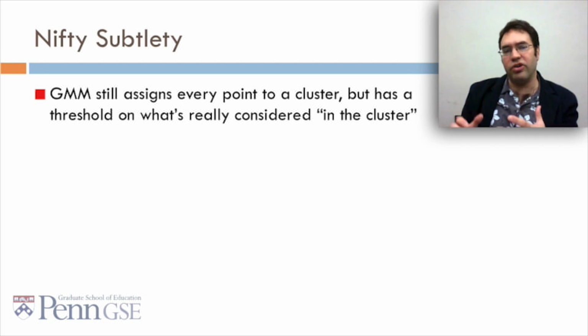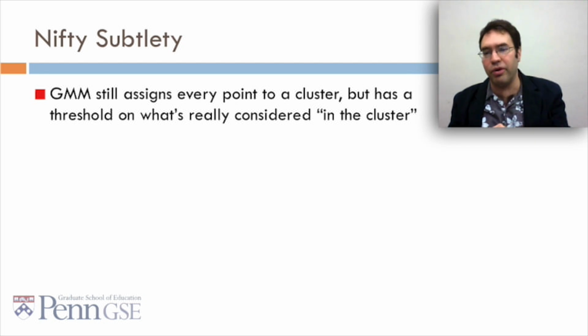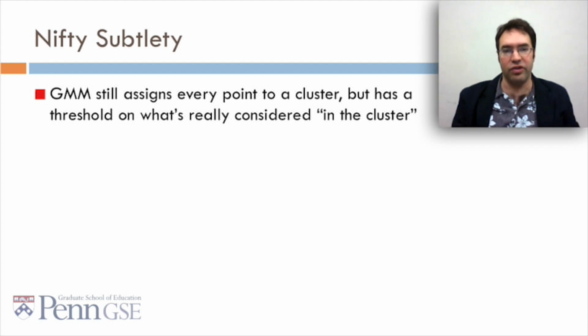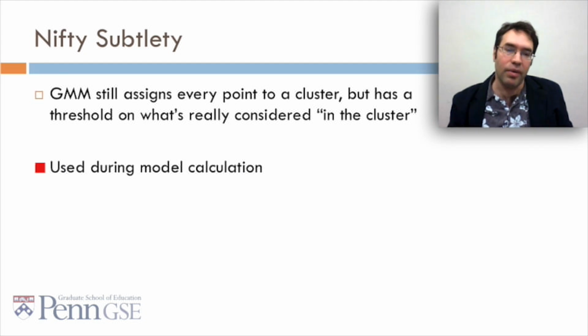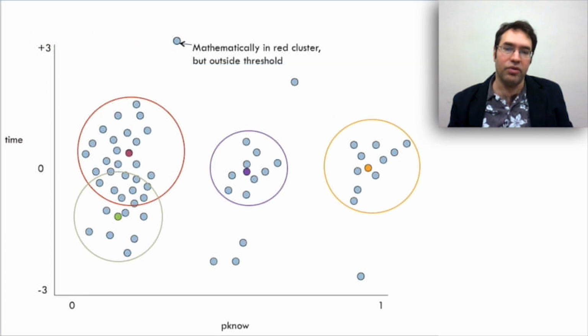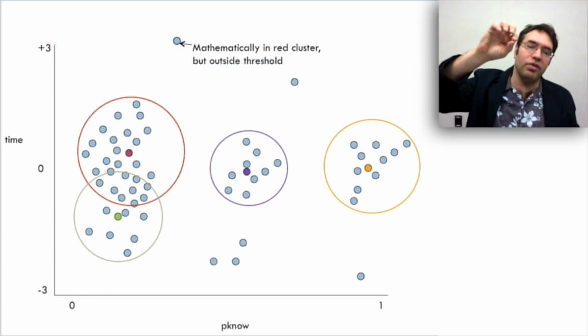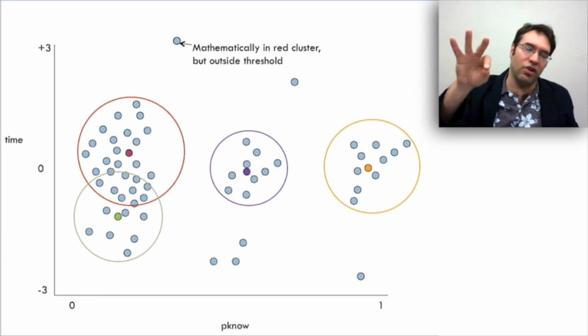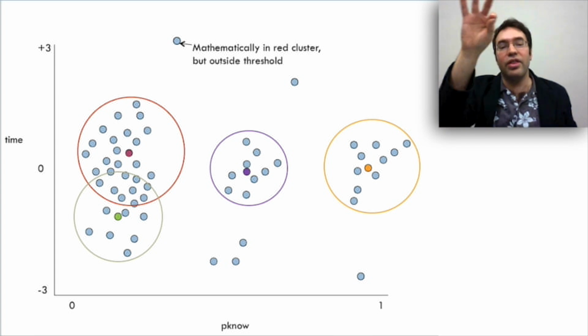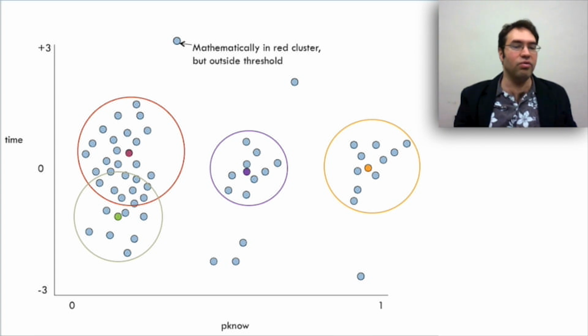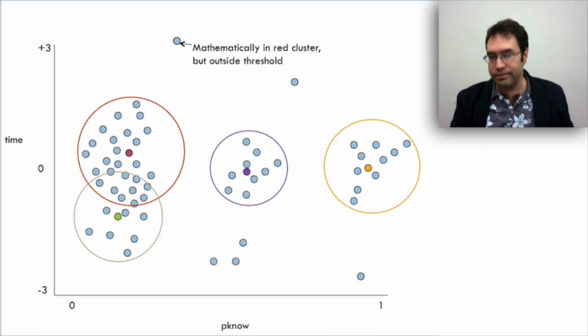Now, a subtlety that's worth mentioning is GMM still assigns every point to a cluster, but has a threshold on what's really considered to be in the cluster. And this is used during model calculation. So, for example, this point up at the top is mathematically in the red cluster. It's closer to it than to any of the others, but it's outside that threshold. It's outside that radius, so it really gets counted as being an outlier.